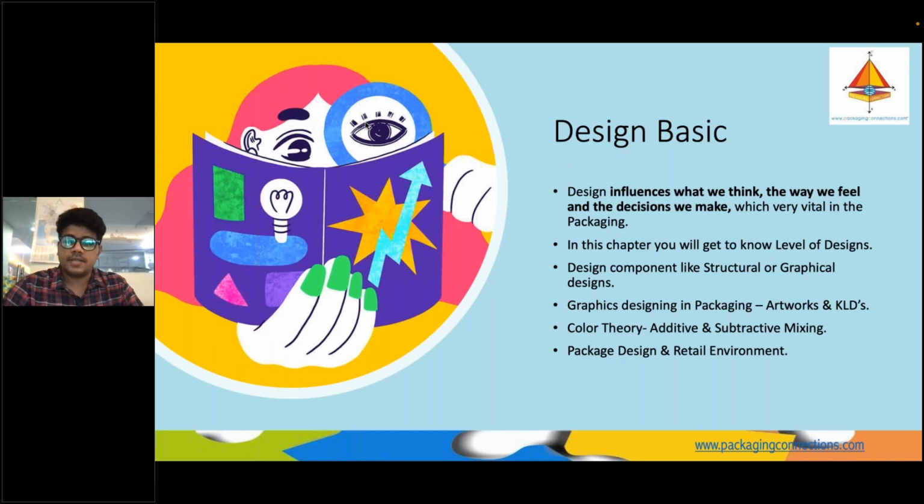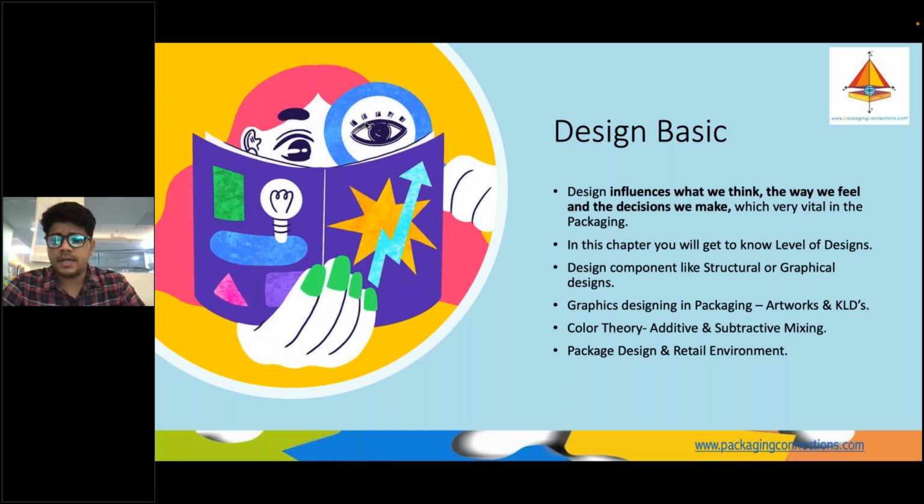The next chapter is about design basics. You know that design influences what we think and what we feel, which is very vital in packaging. So in this chapter, you will get to know the levels of design and the designing factors: the visceral factor, the behavioral factor, and the reflective factor. Apart from that, there are the design components, structural designing and graphical designing. In structural design, you decide the shape, size, structure, stability, and strength of your packaging component. And in graphical design, you decide the graphic designs and graphical arts of your packaging component.